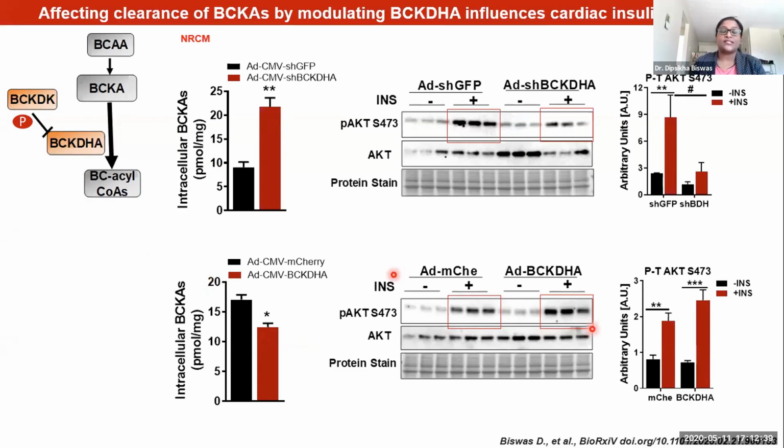Together, our data suggests that affecting the clearance of the branched-chain keto acids by genetic modulation of BCKDH-A can reciprocally regulate insulin signaling in cardiomyocytes.